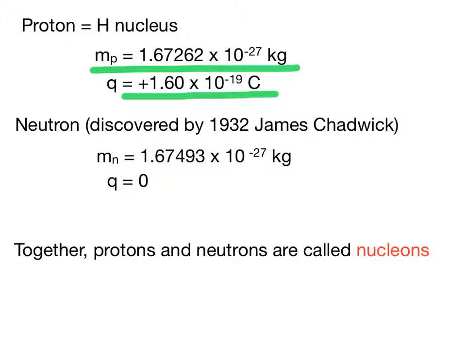A neutron, discovered by James Chadwick in 1932, has a mass of 1.67493 times 10 to the negative 27th kilograms, and it has no charge. Together, protons and neutrons are called nucleons.